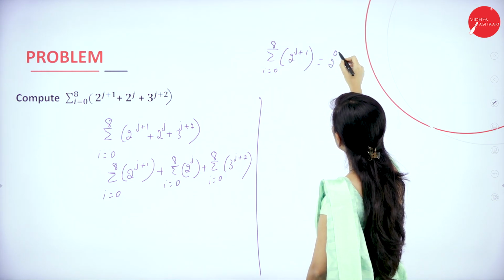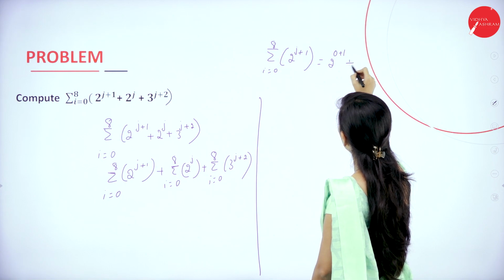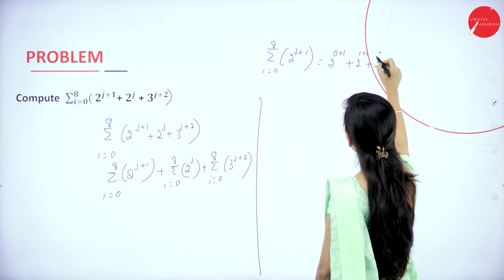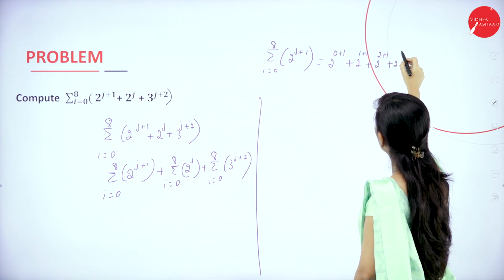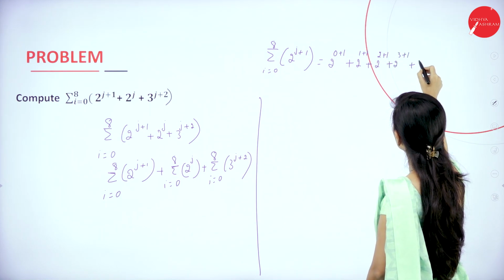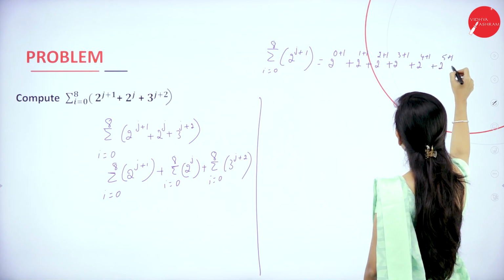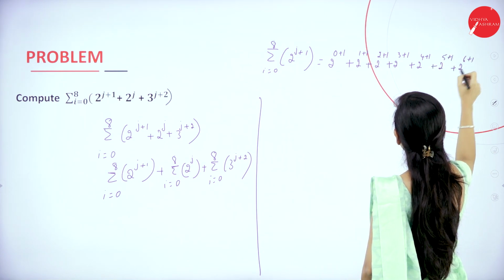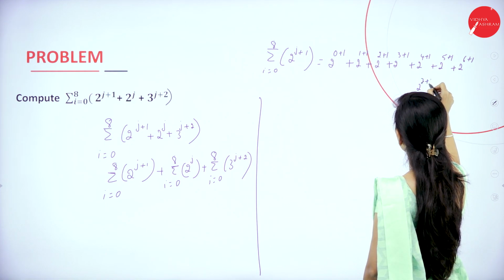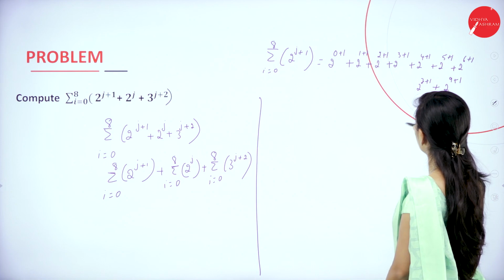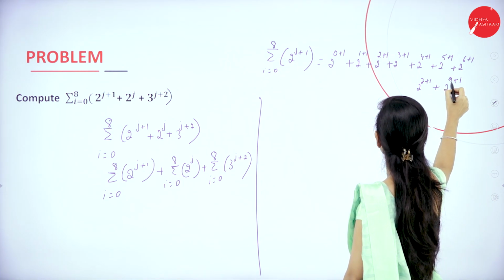Substitute the value. 2 power 0 plus 1, 2 power 1 plus 1, 2 power 2 plus 1, 2 power 3 plus 1, 2 power 4 plus 1, 5 plus 1, 6 plus 1, 7 plus 1, 8 plus 1.